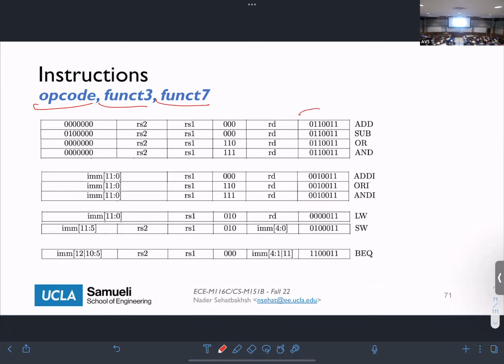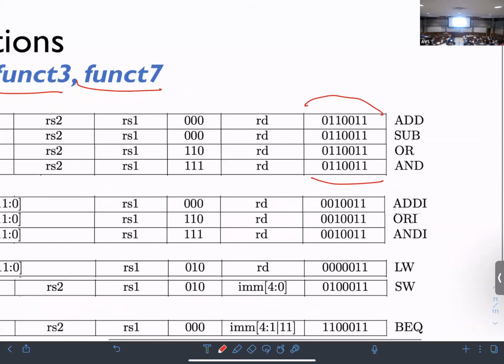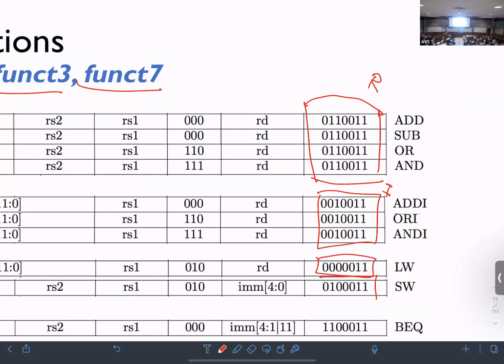As you can see, all of them have the first 7 bits as their opcodes. And if you pay more attention, you will see that all the R-type instructions actually use the exact same opcode. So by looking at the opcode, the controller will understand whether this is an R-type, an I-type, a load, a store, or a branch. So basically, at the first step, the controller is distinguishing between 5 different categories by just looking at the opcode.